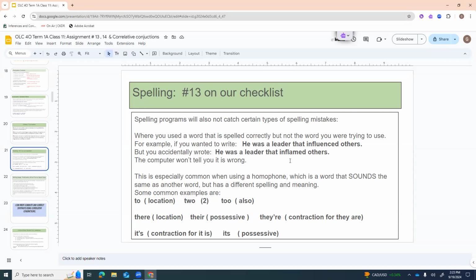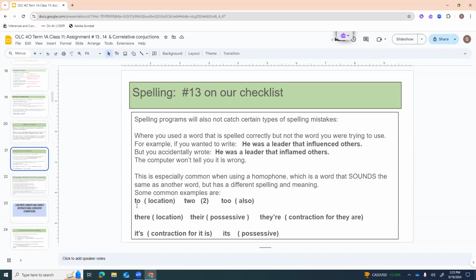So that's to be cautious about. The other really common place where there can be a mistake is if you're using what's called a homophone. A homophone is a word that sounds exactly the same as another word, but it has a different spelling and a different meaning. So I'm putting here the three most common times I see this.